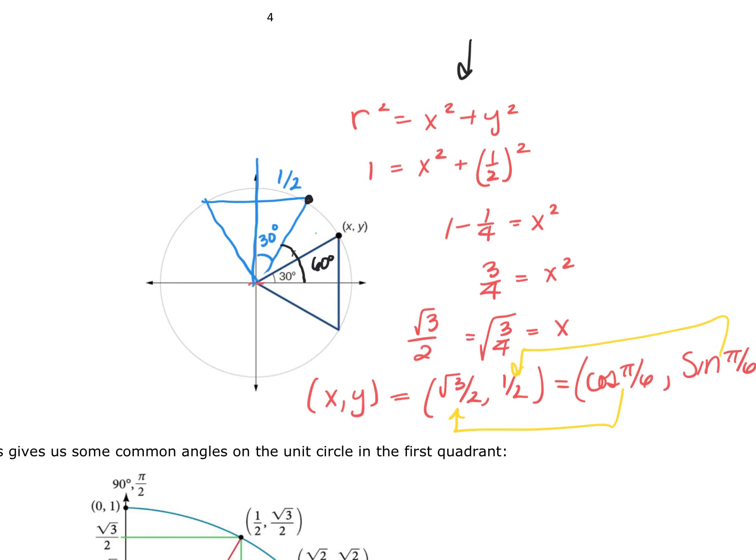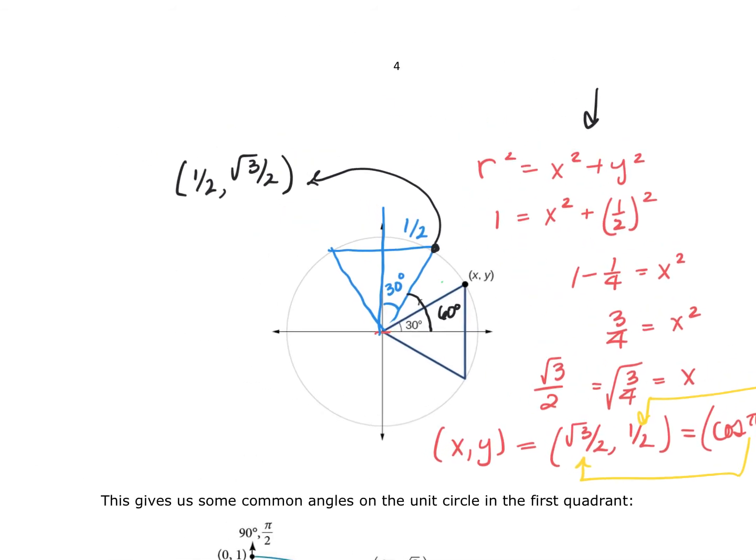This ordered pair then, up here, just like I did it here, that ordered pair, my x, y, is going to be 1/2 for the x and the square root of 3 over 2. So that tells me that if I'm looking at the 60 degree or pi over 3, the cosine of pi over 3 is going to be 1/2, and then the sine of pi over 3 is going to be the square root of 3 over 2.